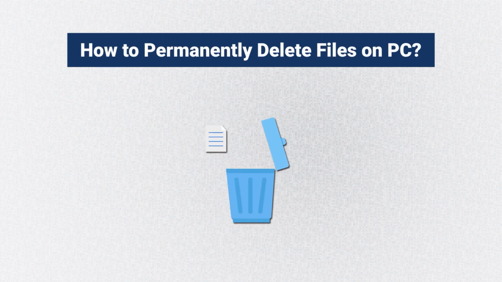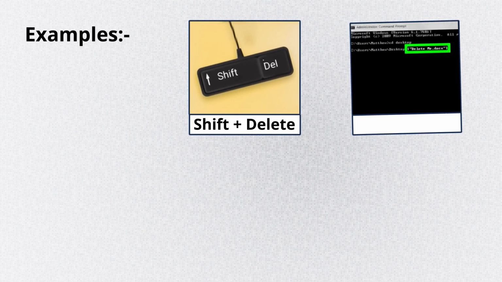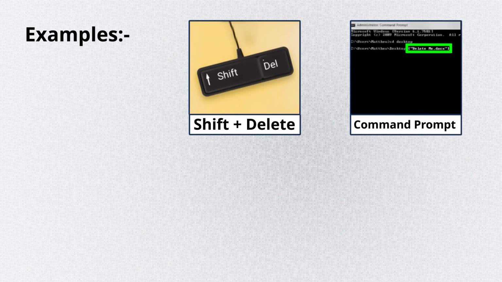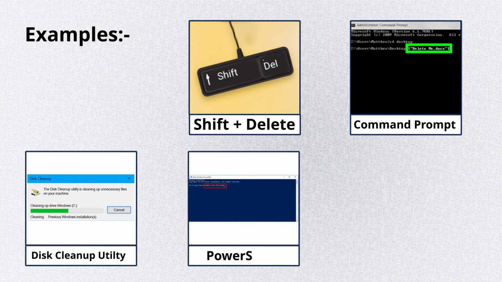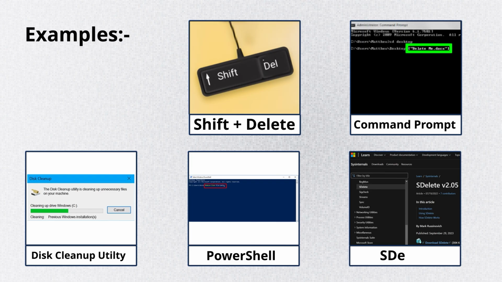How to permanently delete files on PC. There are several methods, such as Shift plus delete, Command prompt, Disk cleanup, PowerShell, and S delete. Let's try the first method, Shift plus delete.